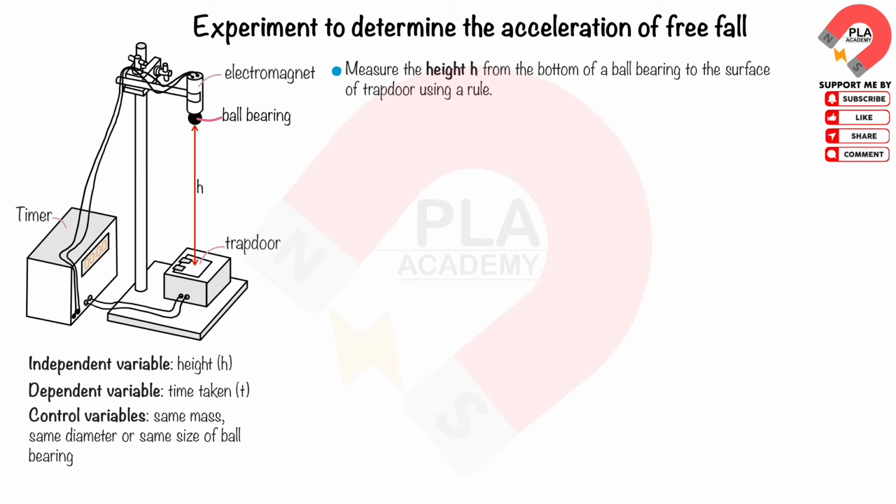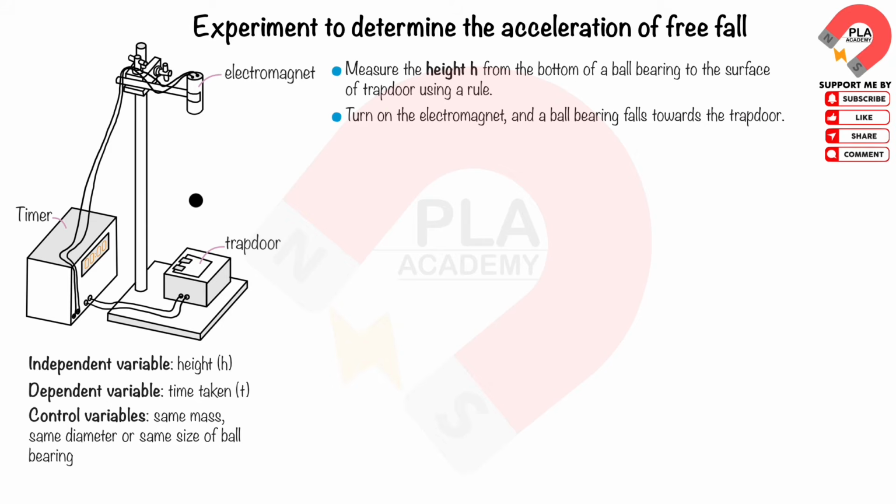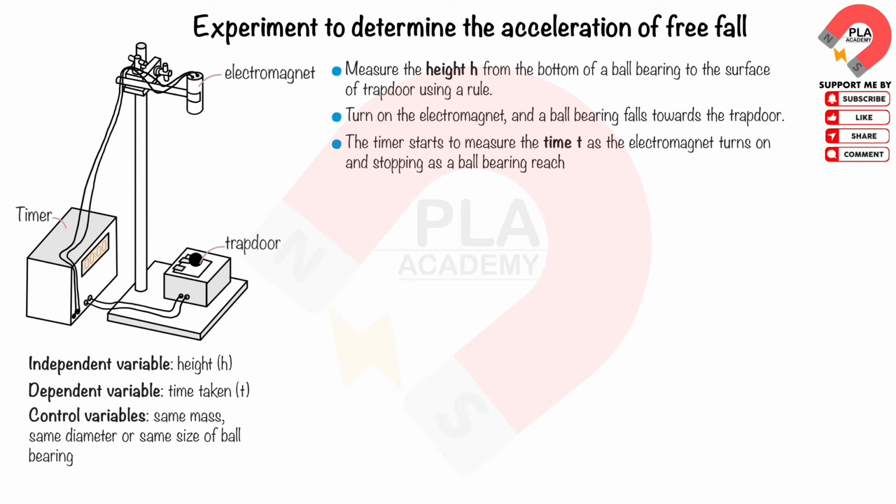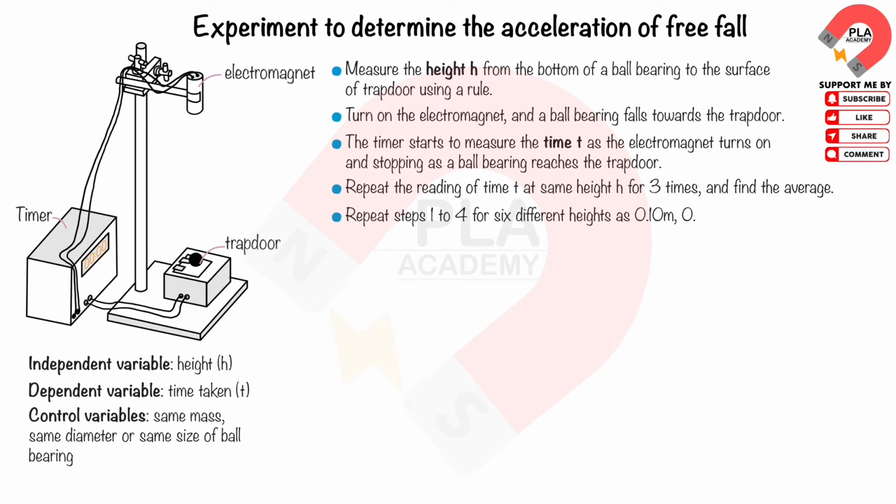To measure the height h from the bottom of a ball bearing to the surface of the trapdoor using a rule. To turn on the electromagnet, and the ball bearing falls towards the trapdoor. The timer starts to measure the time t as the electromagnet turns on and stops as the ball bearing reaches the trapdoor. Repeat the reading of time t at the same height h 3 times, and find the average.